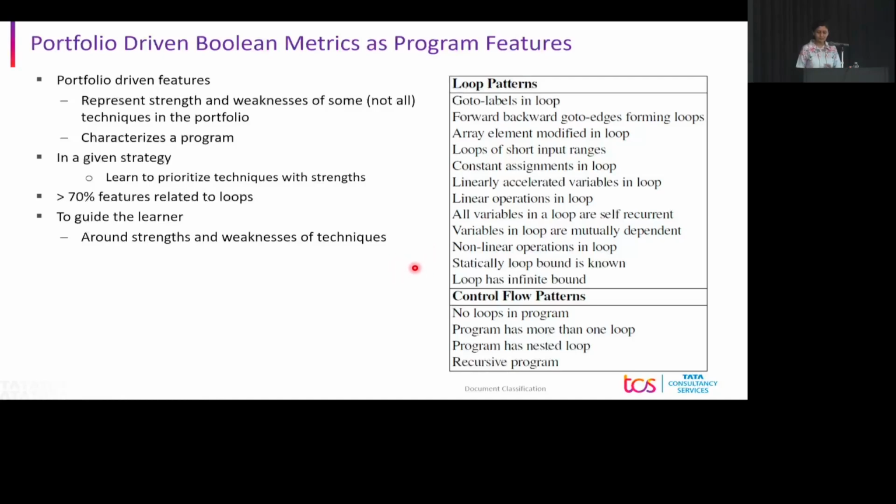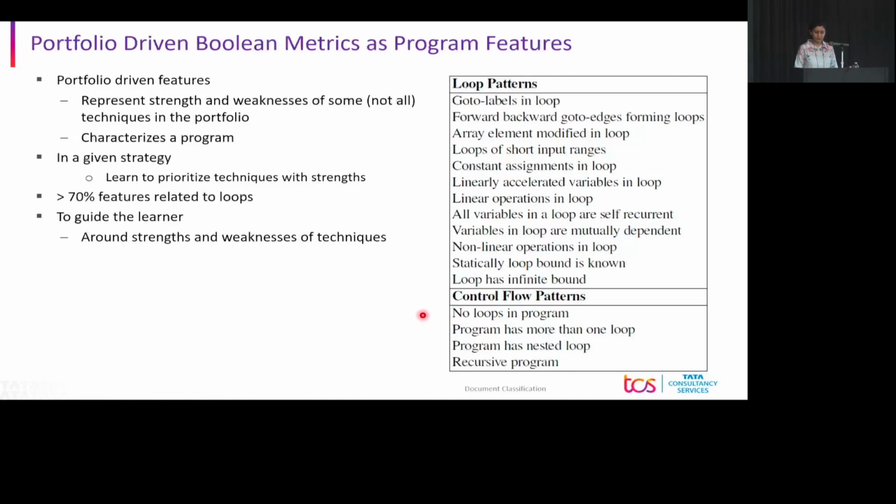So the idea is that, of the techniques that we had in our portfolio, we knew about their strengths and weaknesses, and we decided to pick those strengths and weaknesses as the features for learning. Now we have many more features than what we had in VeriAbs. Most of the features are related to loops.